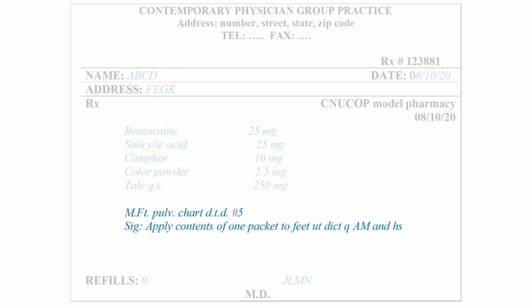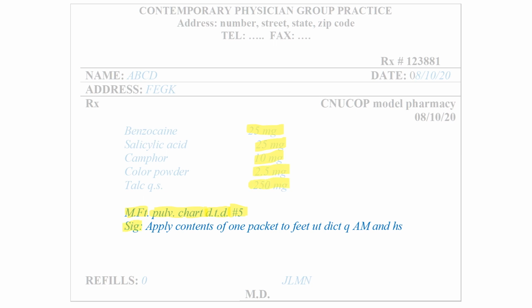Here, the set of directions is written using abbreviations. The first line stands for make and mix powders in chartulé, or powder packets, of such doses, quantity 5. In other words, this prescription is for 5 doses using the quantities described above for each dose.